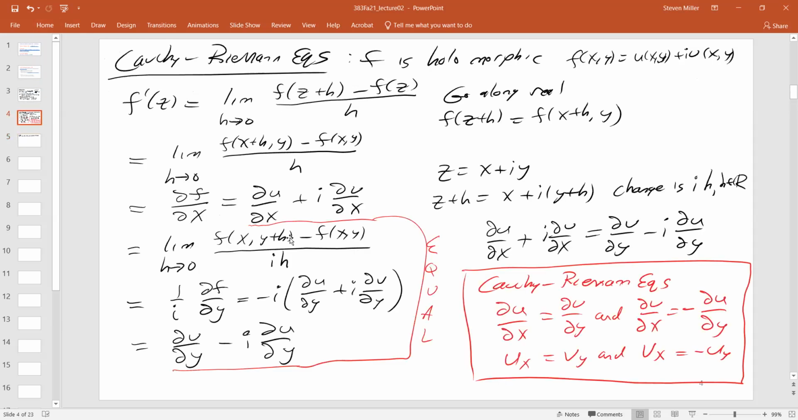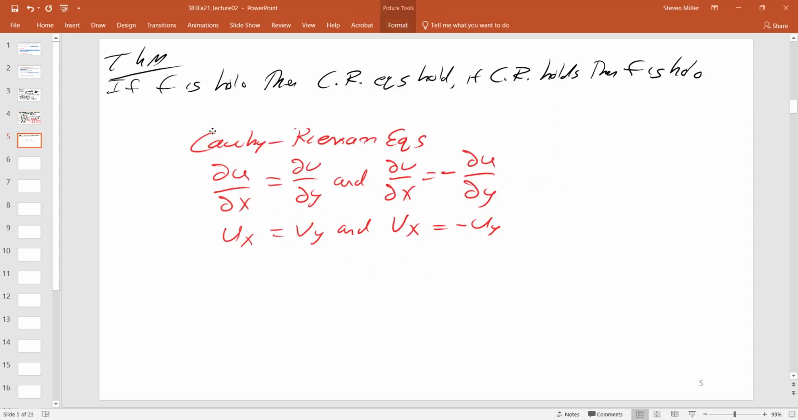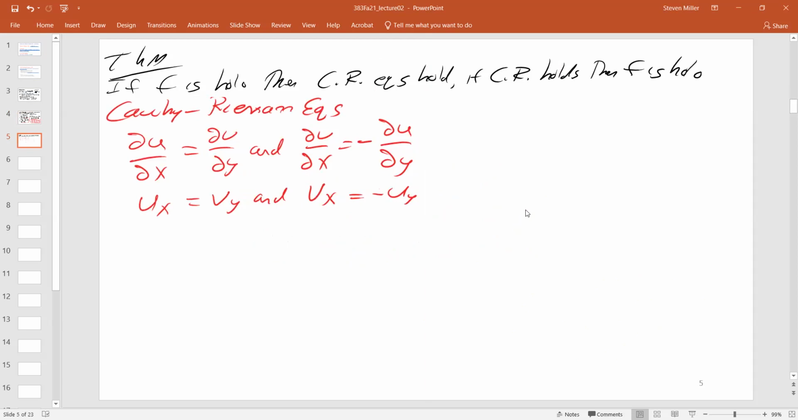I should hopefully be able to just quickly cut and paste. Interesting if it takes less time to write it than to cut and paste. But all right, so here's the Cauchy-Riemann equations.